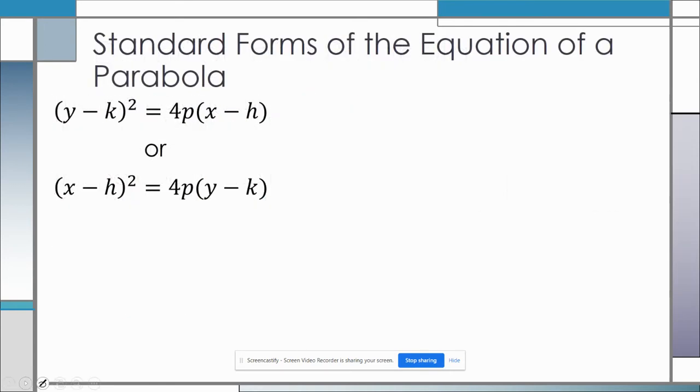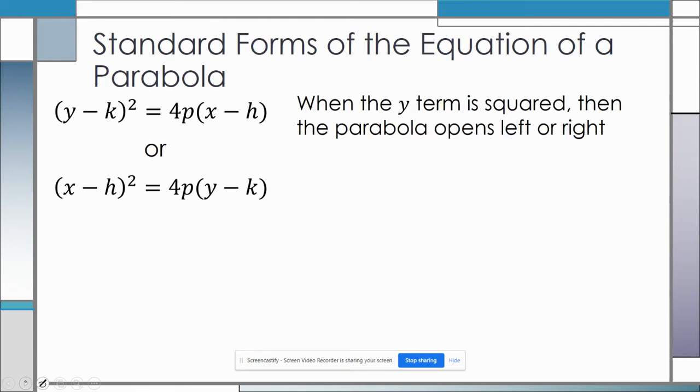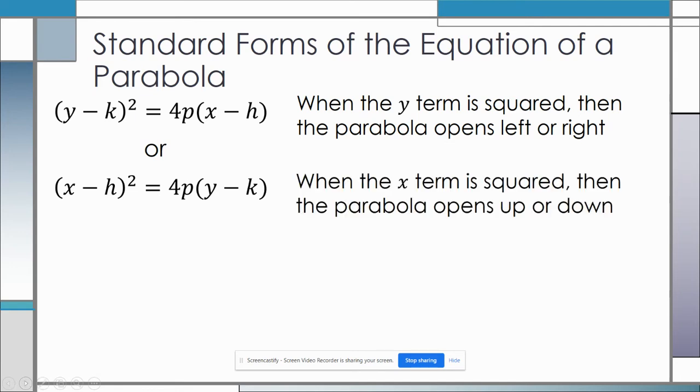So these are the standard form equations now that we're dealing with parabolas that could open any of those four directions: up, down, left, or right. When we have y minus k quantity squared equals 4p times the quantity x minus h, the y term is squared, and that's going to tell us that our graph opens left or right. The other standard form, x minus h quantity squared equals 4p times the quantity y minus k. Because the x term is being squared, that means the parabola opens up or down.